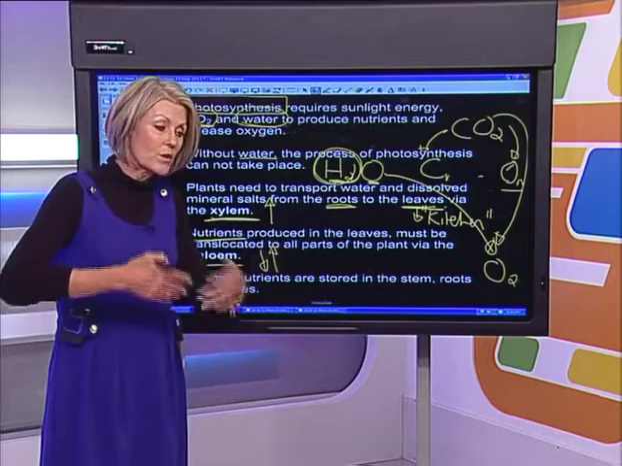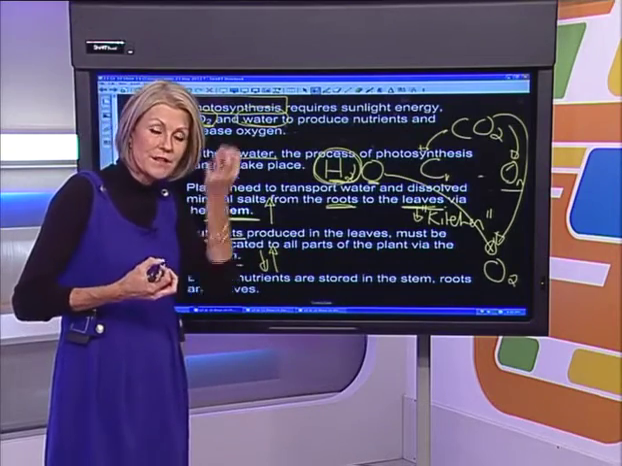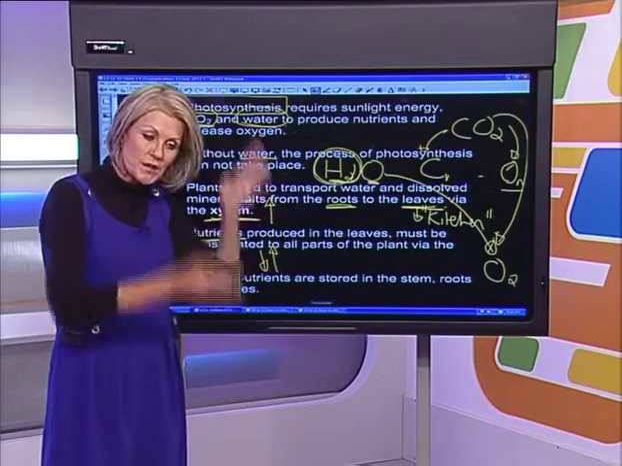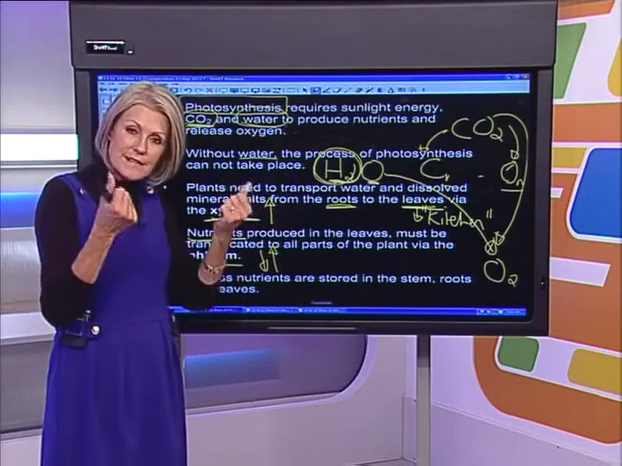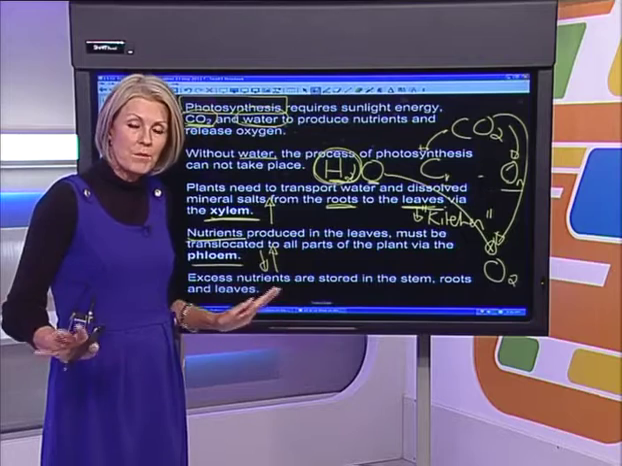So people in all plants, make sure that you understand that the nutrients are produced in the leaves and then transported up and down the plant in the sap, which passes through the phloem to all the parts of the plant. Okay.